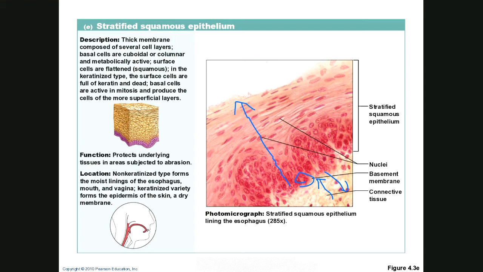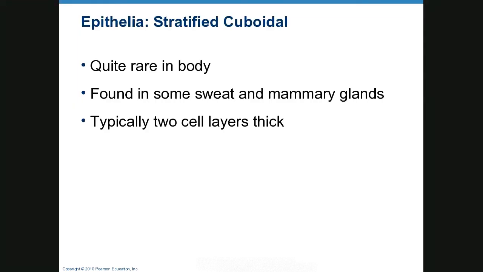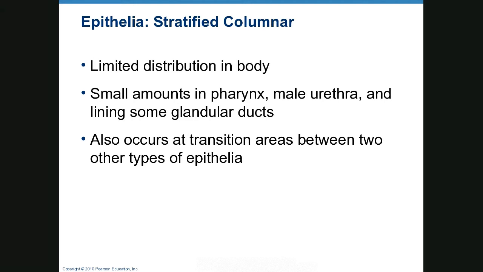And anywhere in the body that you need a thick, thick layer, stratified squamous epithelium is going to be the preferred type. Skin is made of this. The tissues in your mouth are made of this. Stratified cuboidal, we really don't have much of in the human, maybe in some mammary gland sections or sweat gland sections. Stratified columnar, only going to be in your transitional areas, between one type of epithelium to another, and it's only going to be for a very short distance, very rare.